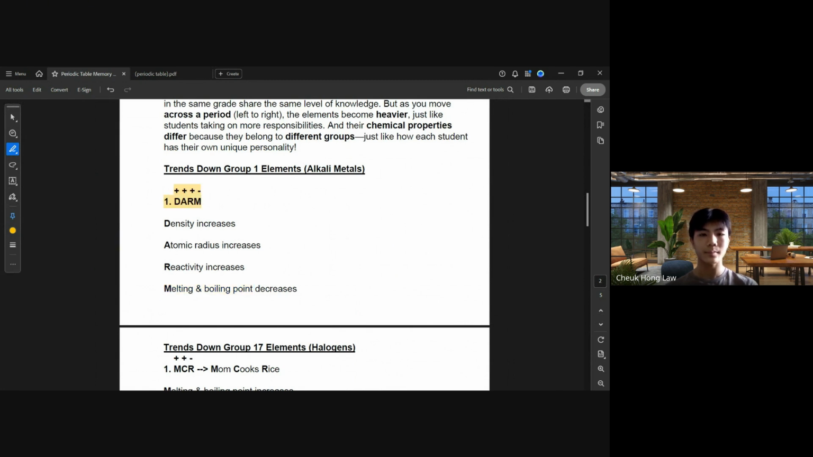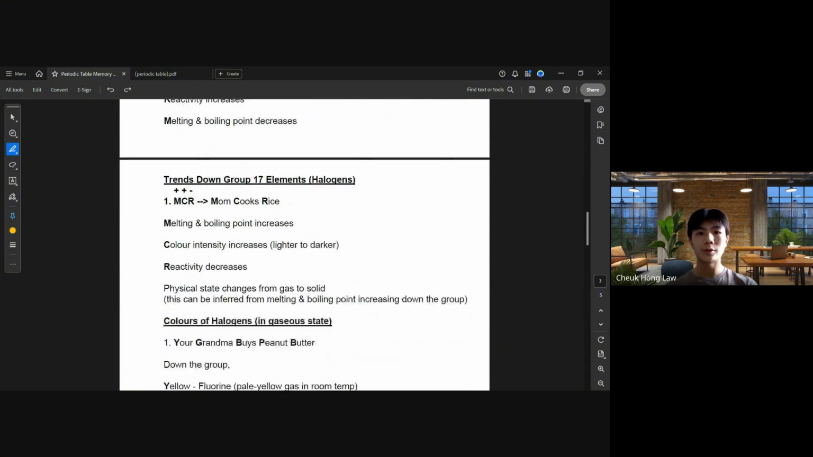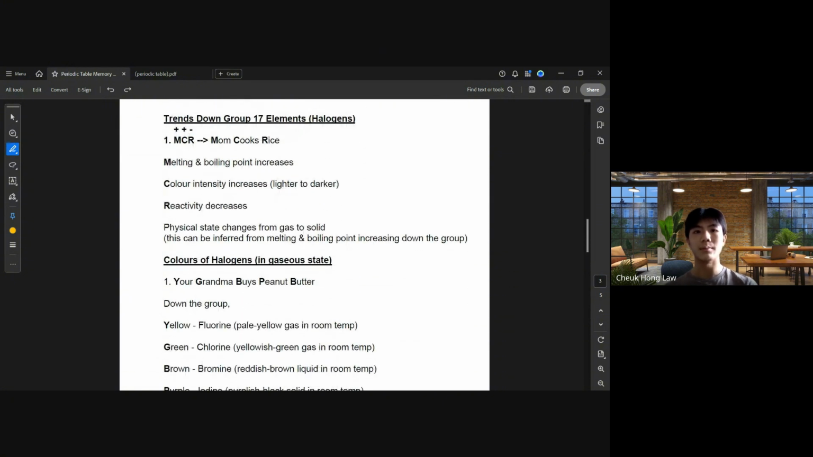All right, moving on to the trends down group 17 elements. So the memory shortcut is mom cooks rice. Then it'll be plus plus minus. So again, everything is plus except for the last one. So group 17 elements, they are called halogens. So let's look at the trends down group 17.